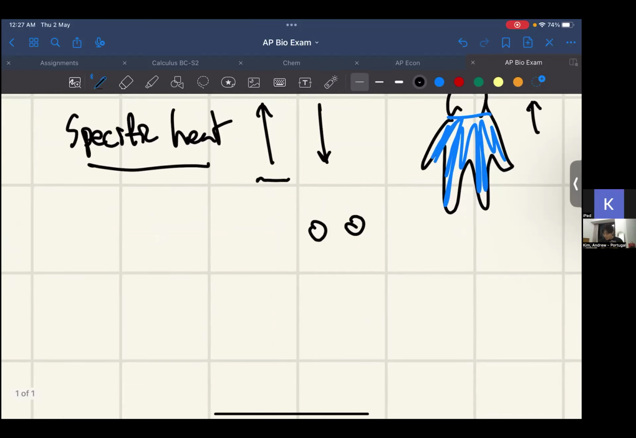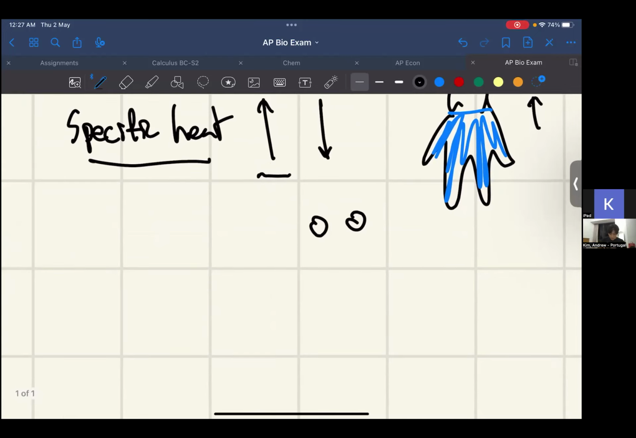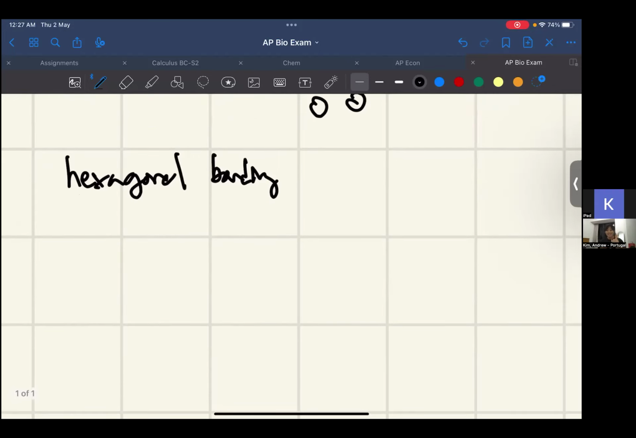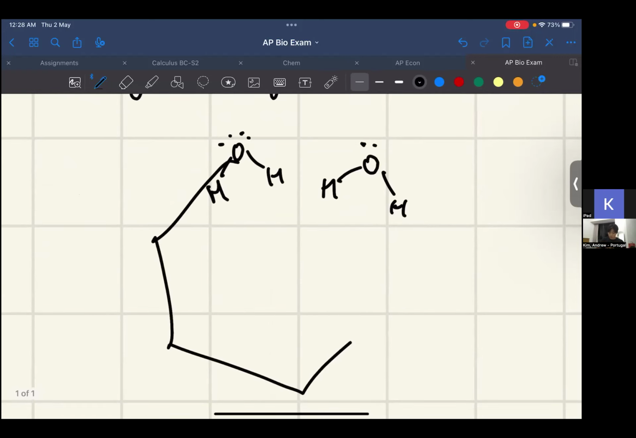Okay, the next thing you have to know is, okay, this is not super important, but this might come up, so let's just know, okay? Which is hexagonal bonding. Now, hexagonal bonding does not exist in water, but it exists in ice. Now, when H2O molecules bond to form ice, it makes this weird hexagonal structure.